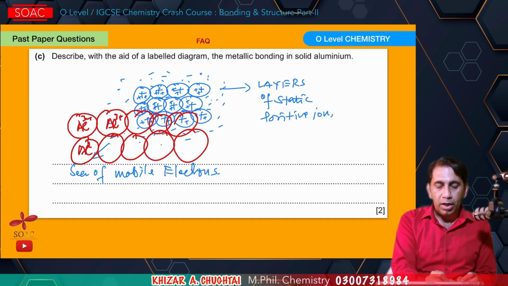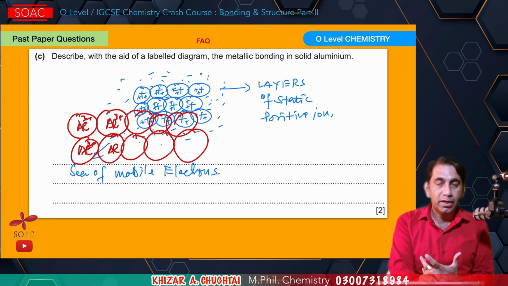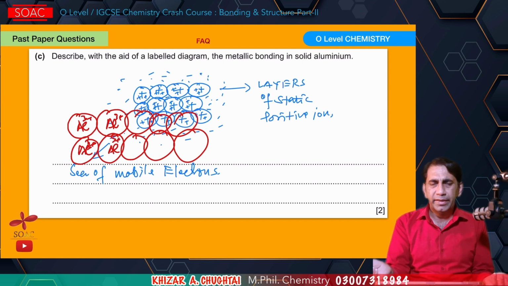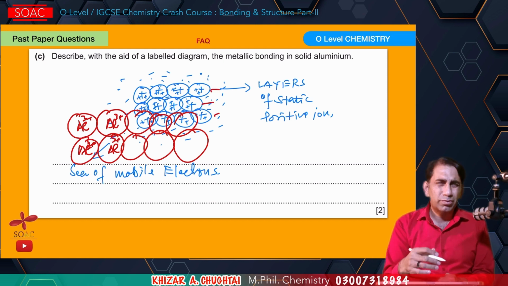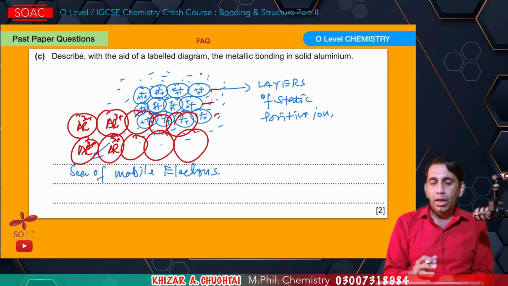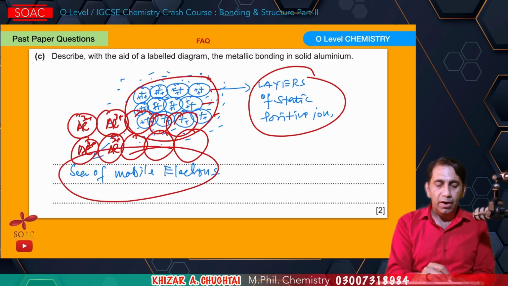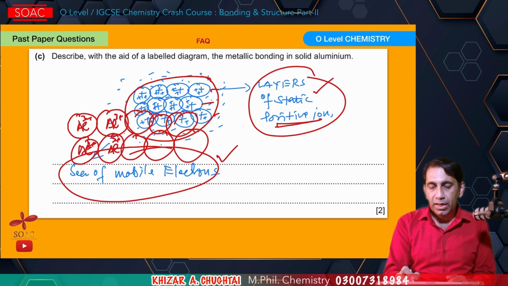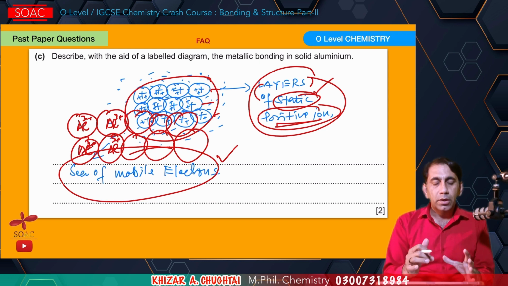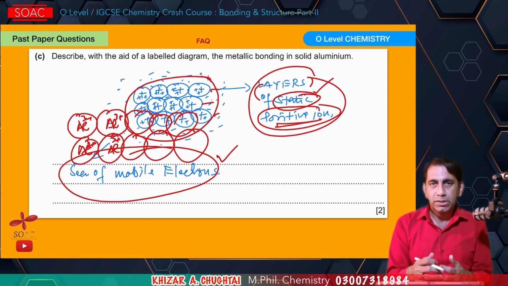So they all have these circles, a demonstration of static positive Al 3+ ions. At least 3 to 4 layers must be shown in your answer. And label the sea of mobile electrons and the layers of static positive ions. The structure has a regular pattern, which is called a metallic lattice. You get full marks, even 3 marks.